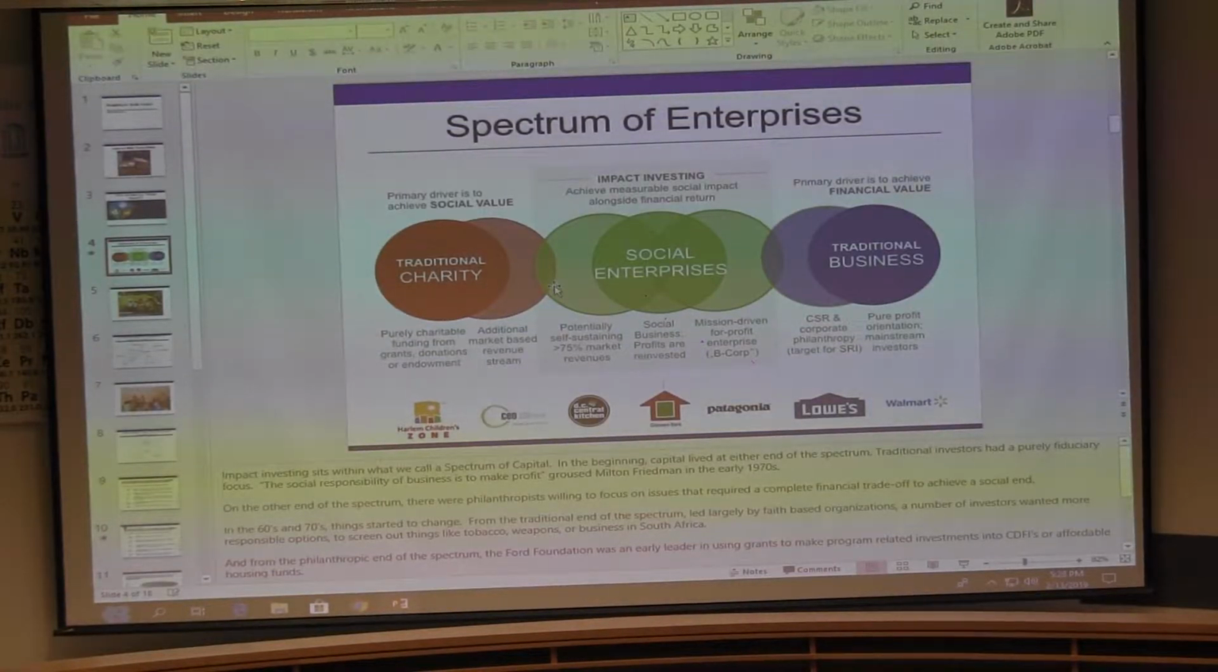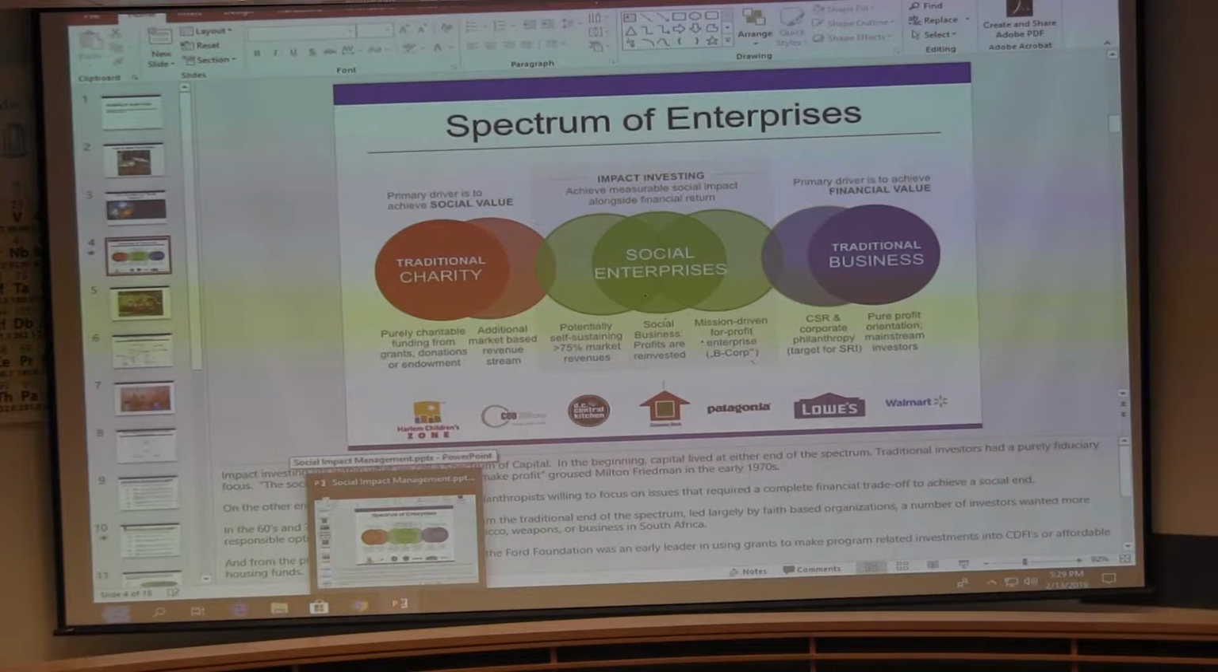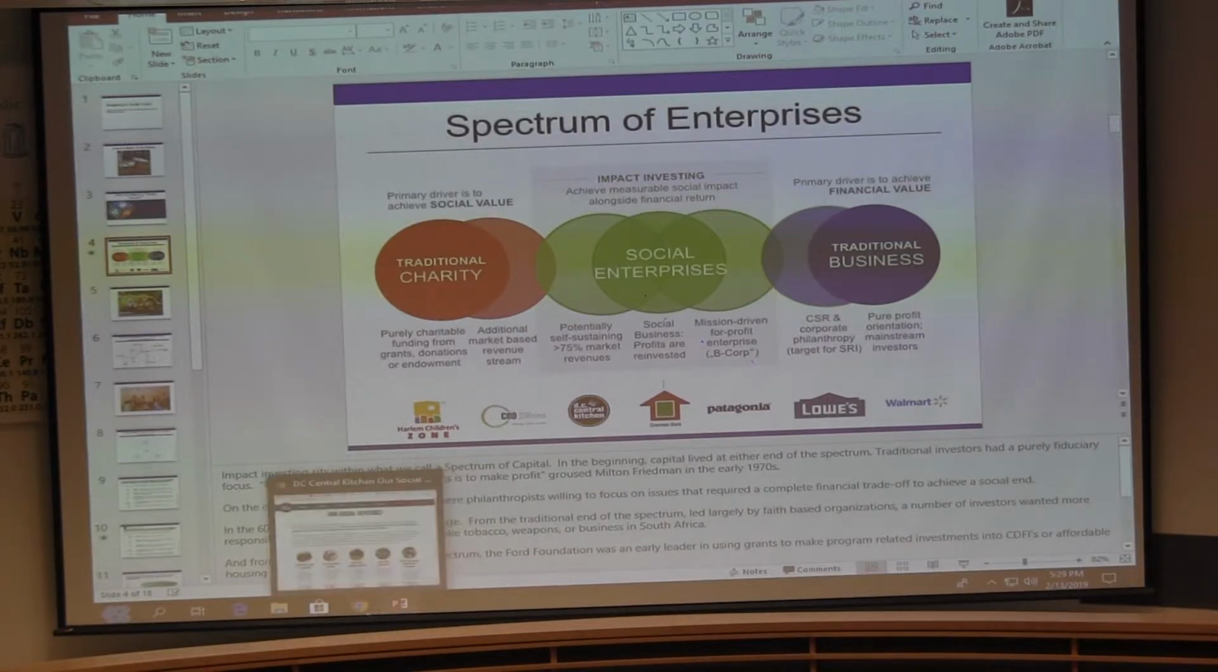And then you move closer to traditional charities, where there might be some market-based revenue stream, some way in which they're creating a profit, but most of it's through maybe donations or through grants to achieve their social impact goal. And then traditional charity, where 100% of their revenue is brought in through donations and grants and philanthropists. So let me show you a couple examples of what they talk about.